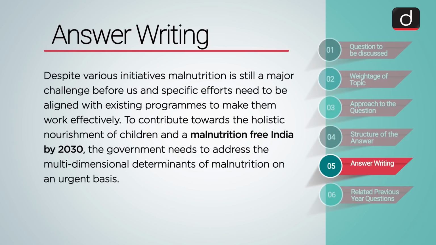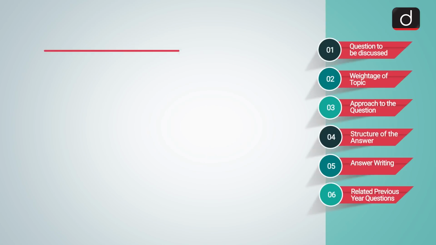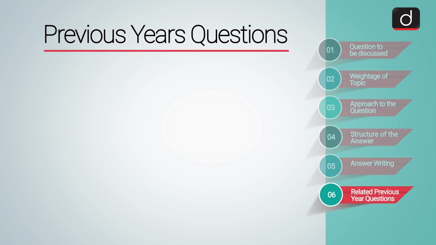Despite various initiatives, malnutrition is still a major challenge before us, and specific efforts need to be aligned with existing programs to make them work effectively. To contribute towards the holistic nourishment of children and a malnutrition-free India by 2030, the government needs to address the multidimensional determinants of malnutrition on an urgent basis. And finally, we conclude this episode by looking at the questions asked in the previous year examination.